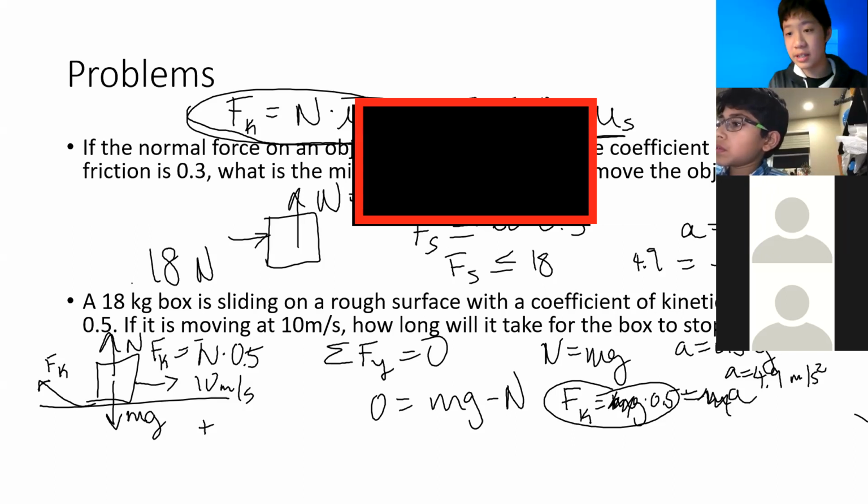If we solve for t, t equals 10 over 4.9. Do that on the calculator, 2.04. All right, so this is a problem that uses both kinematics with normal force and also friction as well. Okay, are there any questions about this one?